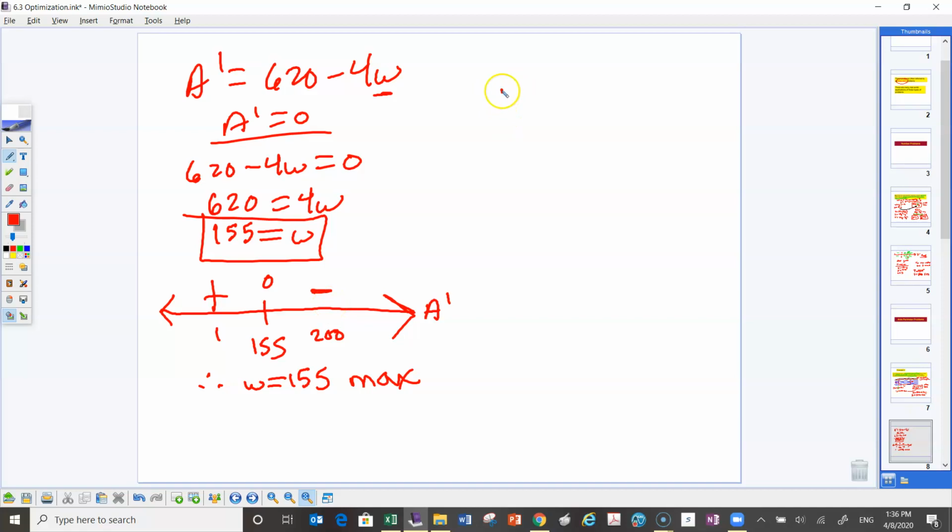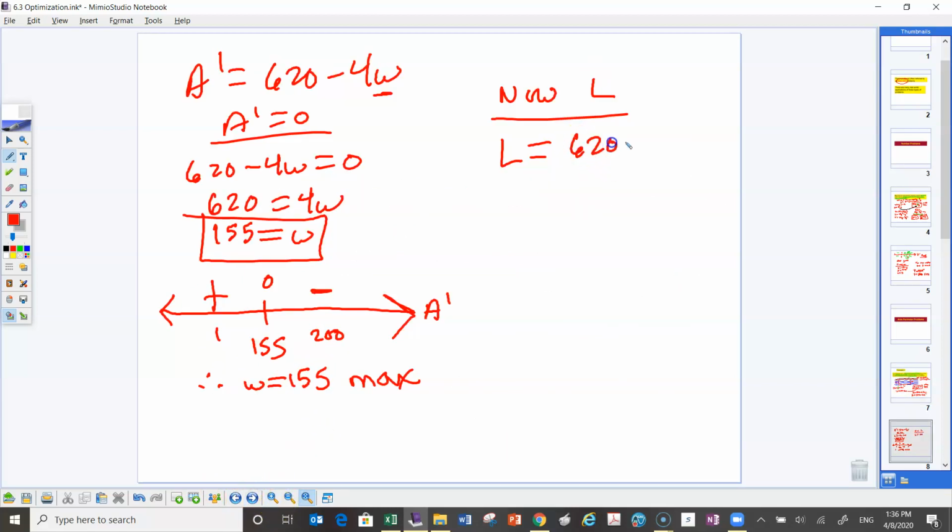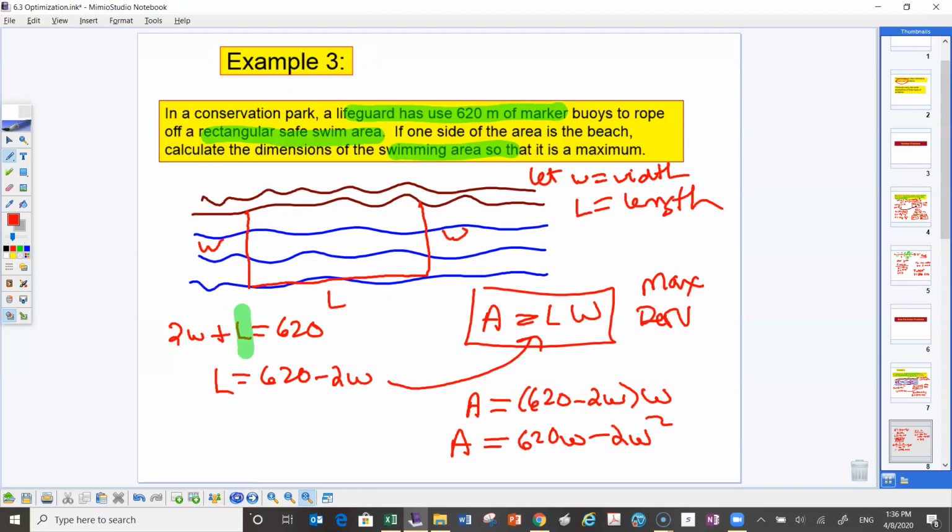So now I need to find L. So L, if we look back at our first equation, was 620 minus 2W. So it's going to be 620 minus 2 times 155. And if you work that out, it's 310. Now, let's answer the question, because sometimes they might ask you for the maximum area, which you'd have to plug in here to find, but they're just asking us to calculate the dimensions that will maximize the area.